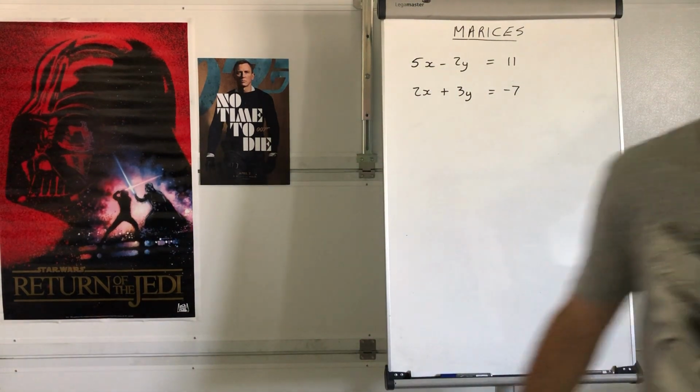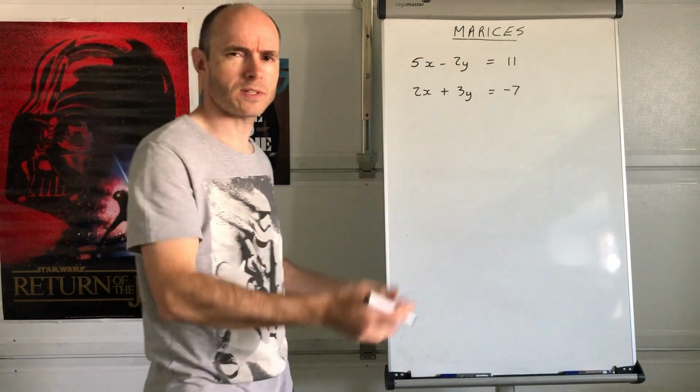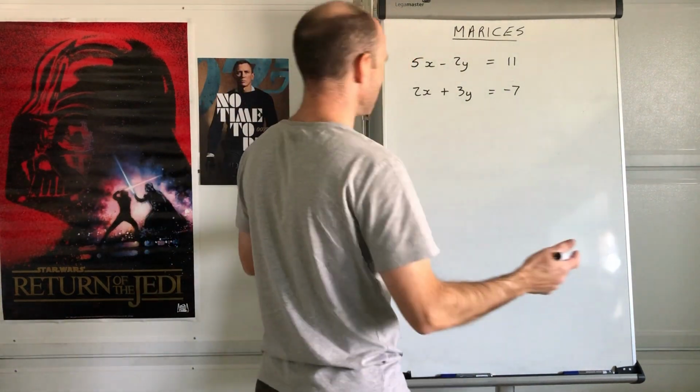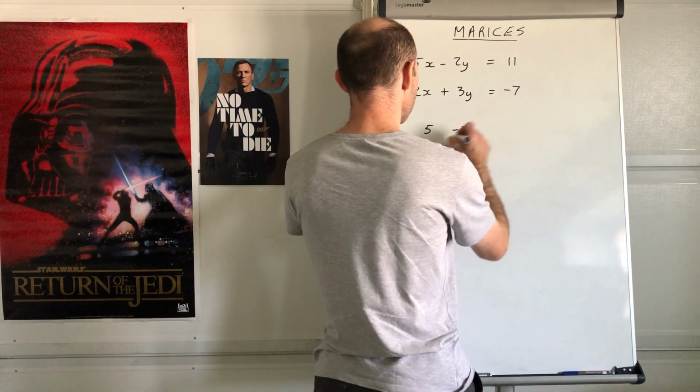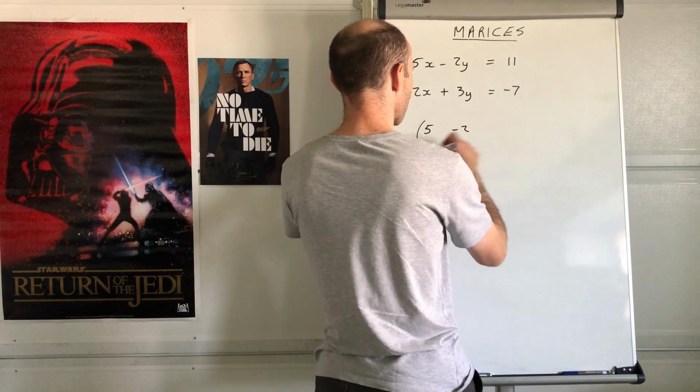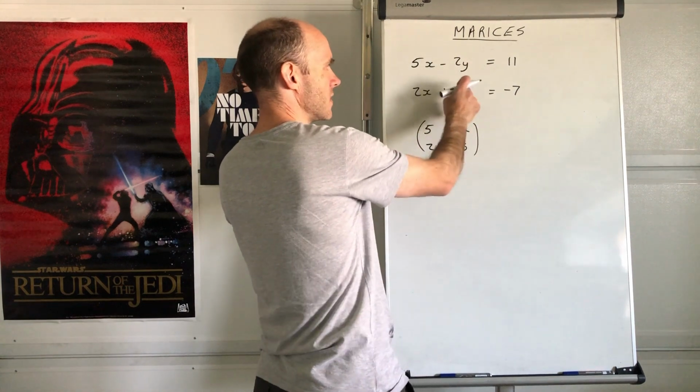Maybe you just pause the video and have a go, see if you can do it. It's quite easy. Maybe you've done that and you're just waiting for me now. So let's have a look. 5, negative 2. So you can see what you do. You just take the coefficients, don't you? The coefficients of each of these terms.